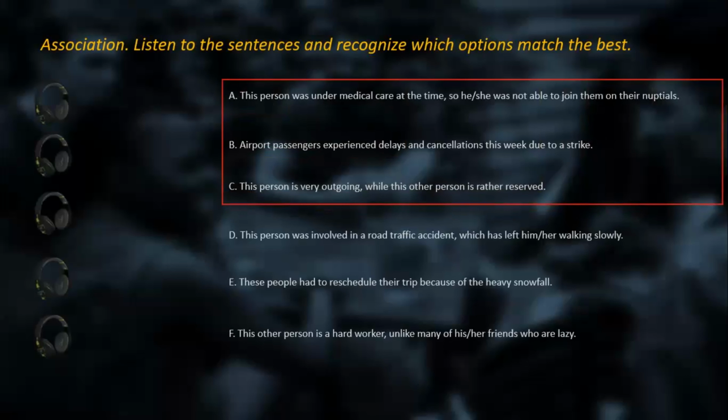This person is very outgoing, while this other person is rather reserved. All right. Reserved. Like an F and then a D. Okay, D. This person was involved in a road traffic accident, which has left him or her walking slowly.